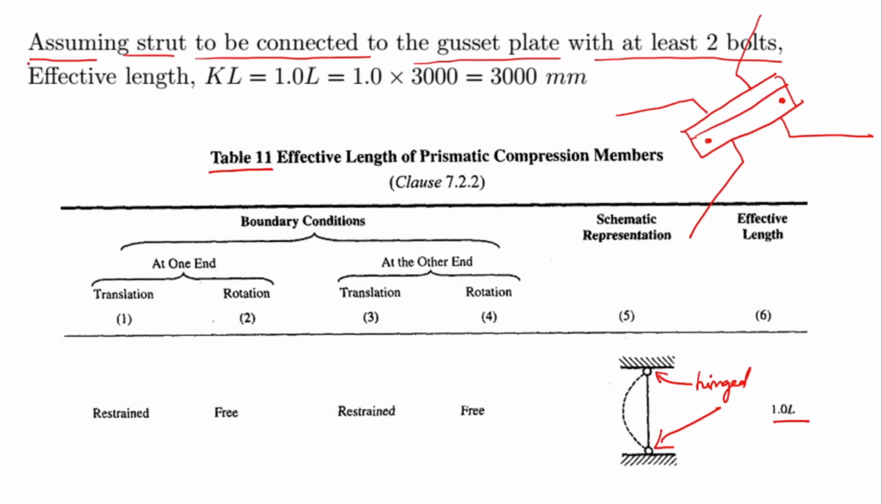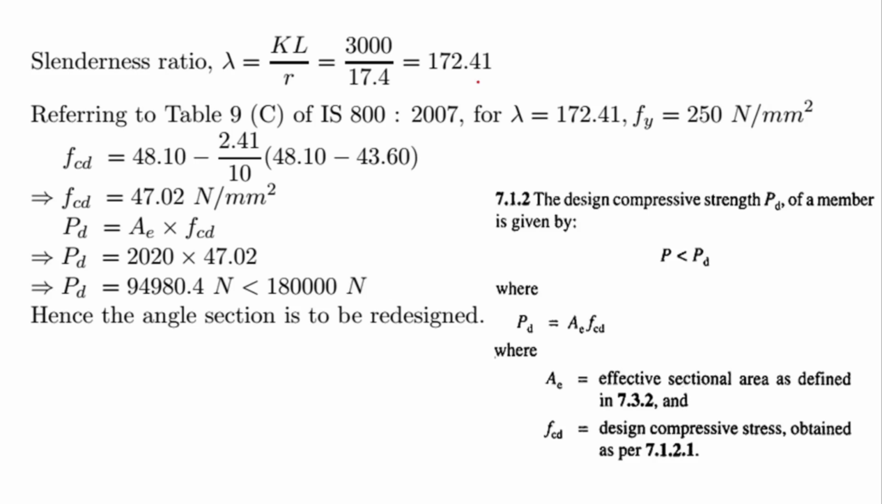So effective length KL equals 1.0 L, which is taken from Table 11. So the effective length is 3000 mm, as the actual length of the strut is 3000 mm or 3 meter. So the slenderness ratio of the angle strut, lambda, which is KL by r, the ratio of effective length to radius of gyration. Effective length is 3000 mm, radius of gyration is 17.4. So the slenderness ratio will be 172.41.